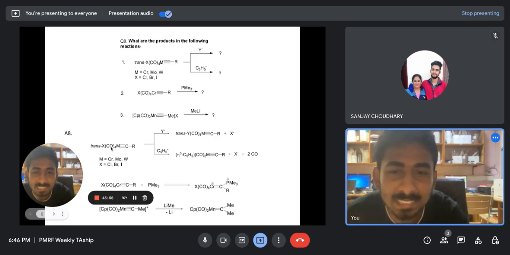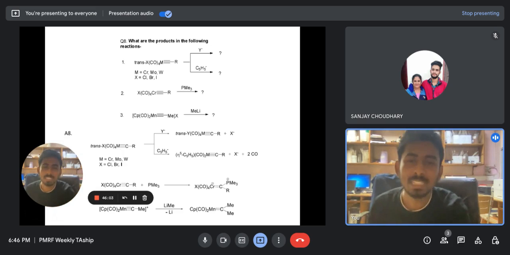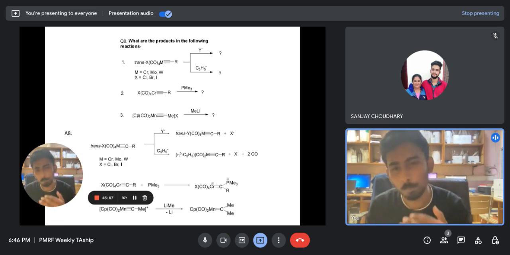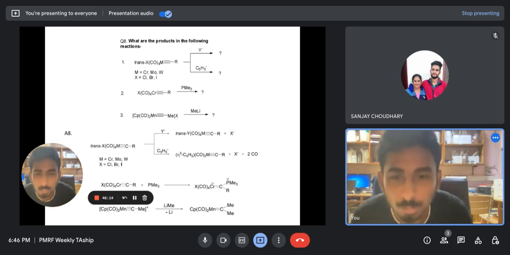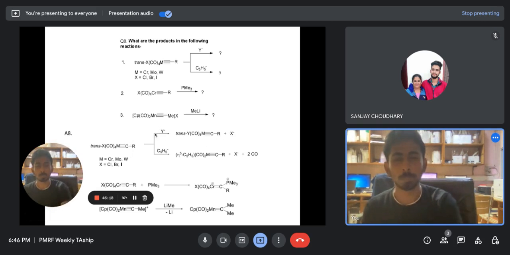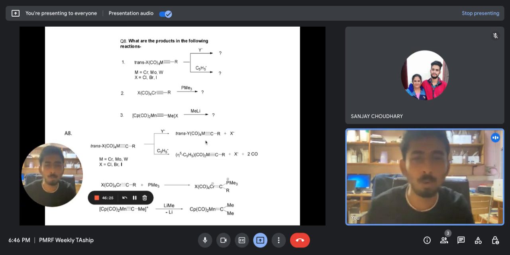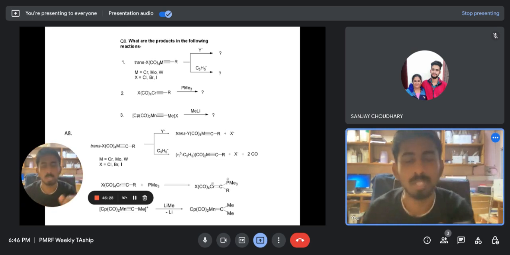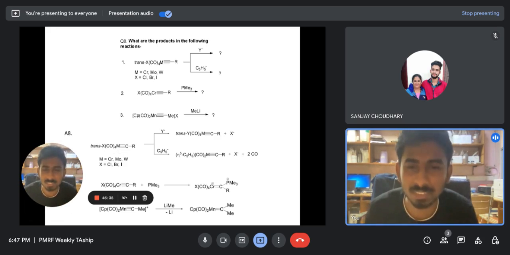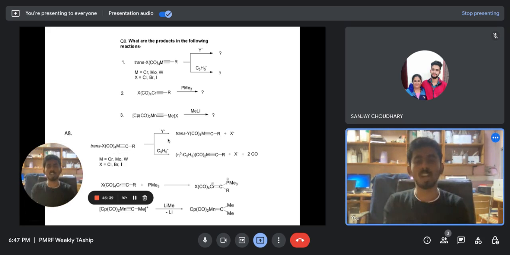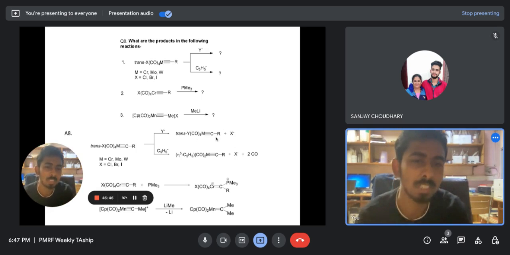And also, the X is bound to the metal center. I have already told that the trans effect of the carbonyl ligands is much higher in nature, so the ligand present trans to this carbonyl ligand will act as a labile ligand. So this X will be eliminated as X minus with the aid of the nucleophile Y minus, and Y will take its place. So this trans-Y(CO)4M triple bond CR carbyne will be formed. Since X was trans to the carbyne center, and carbynes have a very high trans effect, this X minus will be liberated in the presence of Y minus, a potential nucleophile, and this nucleophile will bind to the metal center in the trans position to the carbyne center.